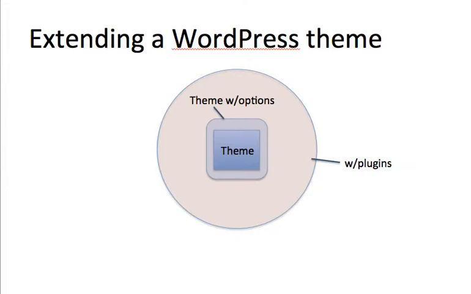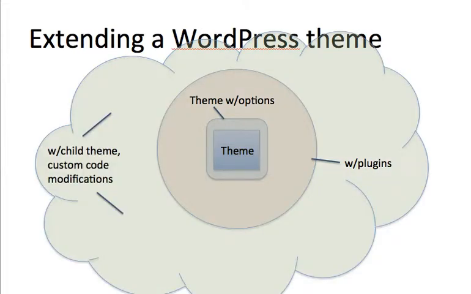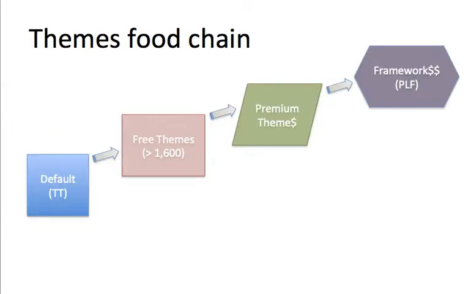Beyond the theme options, you can extend the site's functionality with plugins. And then if you're capable and comfortable working with CSS and PHP code, you have virtually unlimited opportunities to customize and extend even the most basic theme. Now let's look at what you might call the food chain of WordPress themes. Start with the default 2012 theme.